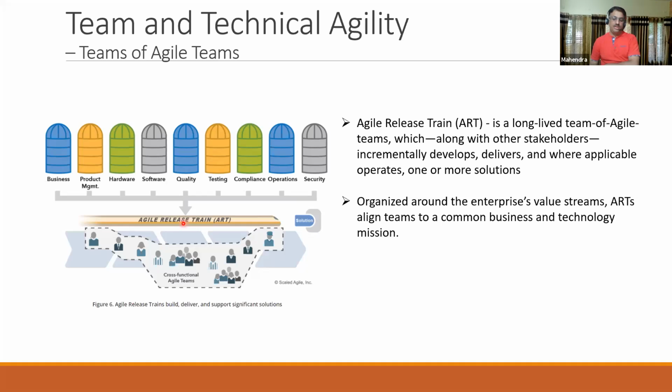So this agile release train consists of all the roles, right? From your sales, marketing, solution development, deployment, production support, everyone. So this value stream caters for that particular line of business. This is what the value stream is.